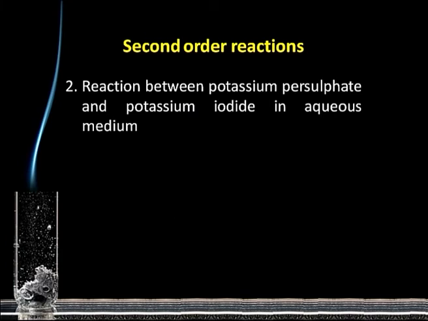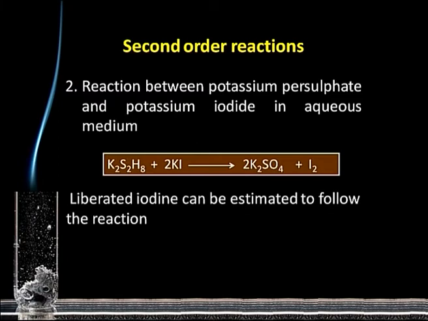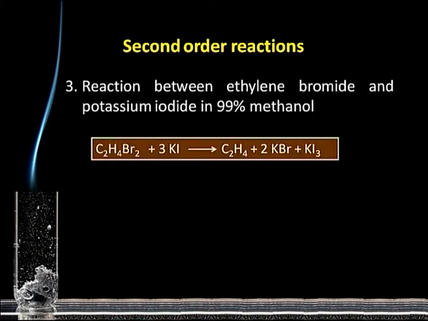The reaction between potassium persulfate and potassium iodide in aqueous medium. Another example, liberated iodine can be titrated so as to follow the reaction. The third example, reaction between ethyl bromide and potassium iodide in 99% methanol.